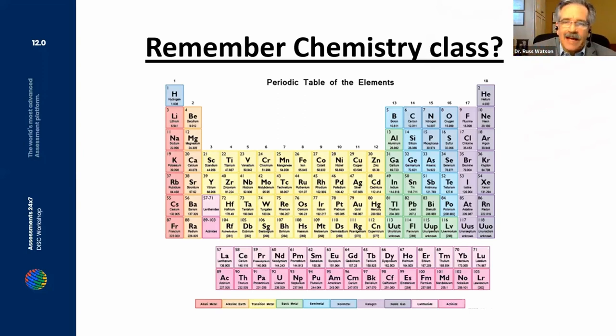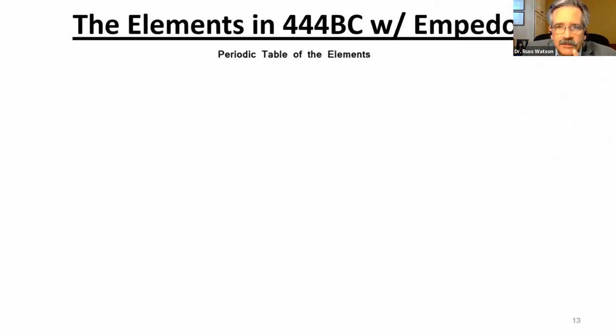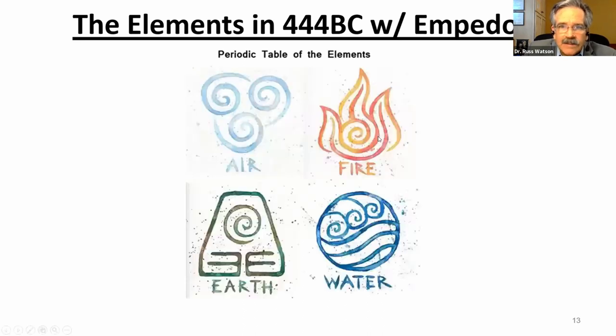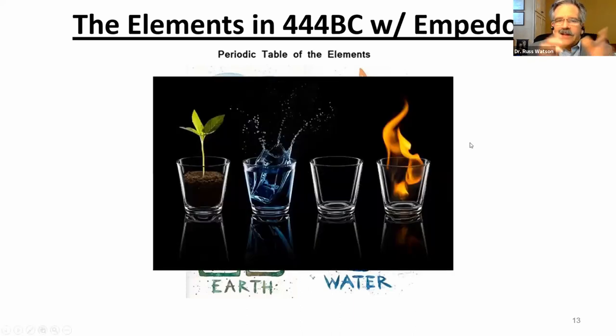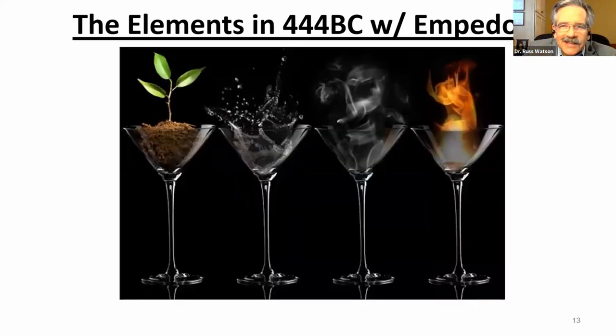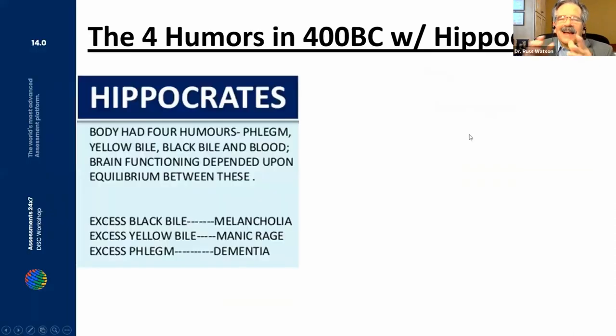I want to take you back in time, 2,400 years ago, to the chemistry class with Empedocles, the periodic table of the elements, 2,400 years ago, four elements: air, earth, fire, and water. The contemporary version of that: earth, water, air, and fire. And the affluent types have their own version as well. And those were the four elements. You already know the four humors.